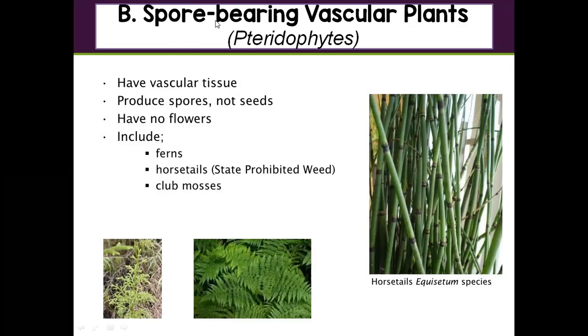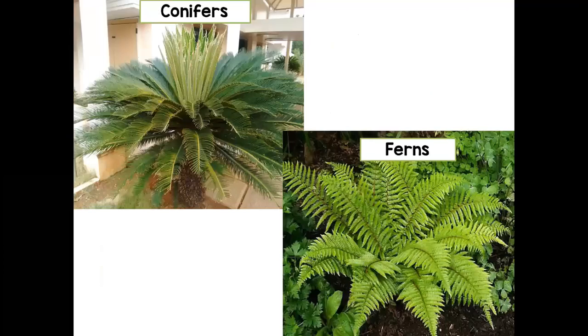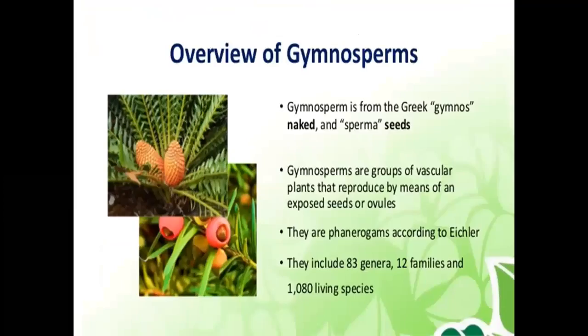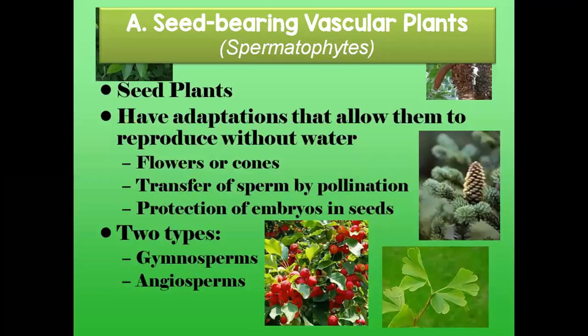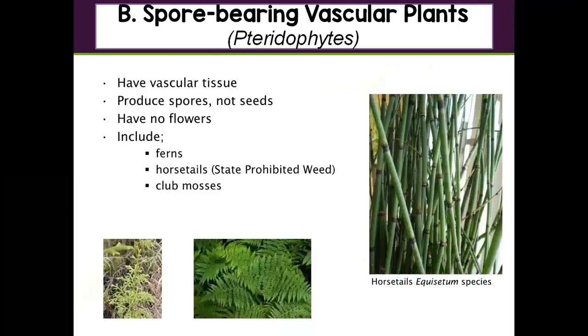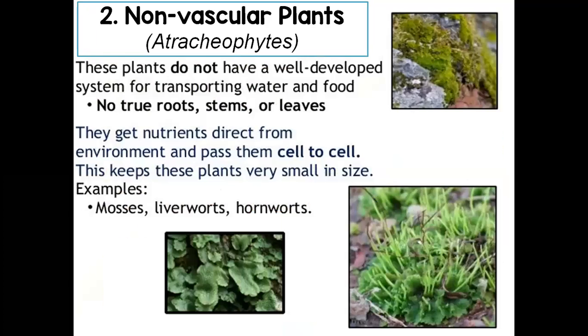The examples for this are the ferns, club mosses, and horsetails. These are examples of horsetails. Are you familiar with this one? Those are examples of spore-bearing vascular plants. So those are the two types of vascular plants: the seed-bearing and the spore-bearing. Okay, so let's have the second type of plant.